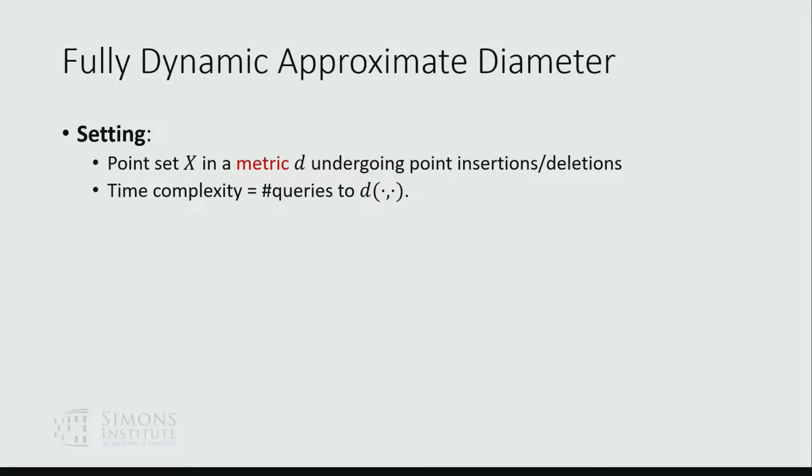In this problem, you have a point set X in a metric D, and you can think of it as the Euclidean space or something. This point set undergoes insertion and deletion. You can remove points, you can insert a point. And the time complexity that I will count is how many times you need to query the distance between two points.